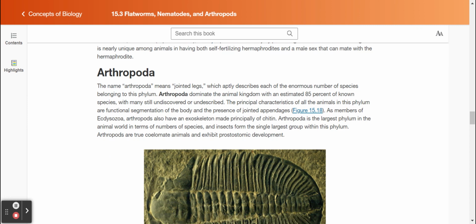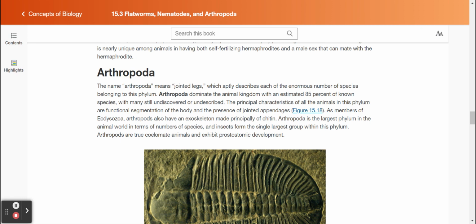Arthropoda. The name Arthropoda means jointed legs, which aptly describes each of the enormous number of species belonging to this phylum. Arthropoda dominate the animal kingdom with an estimated 85% of known species, with many still undiscovered or undescribed. The principal characteristics of all the animals in this phylum are functional segmentation of the body and the presence of jointed appendages. As a member of Ecdysozoa, arthropods also have an exoskeleton made principally of chitin.